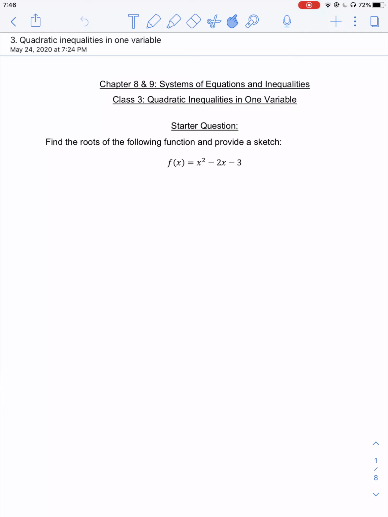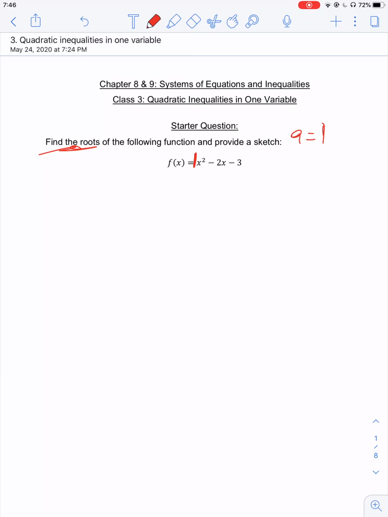Anyway, starter question. Just provide a quick sketch of this quadratic function and find the roots. Don't worry about P and Q over here. Just find the roots and then use the roots. The other values are not important, I'm only going to focus on A. If the coefficient of x squared is not visible, it's actually 1. So that means your A value is 1.